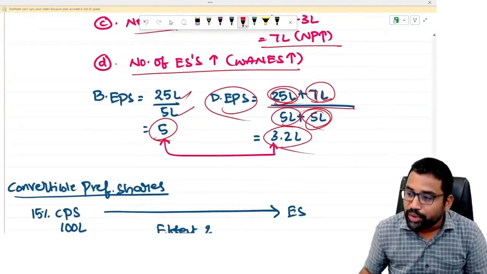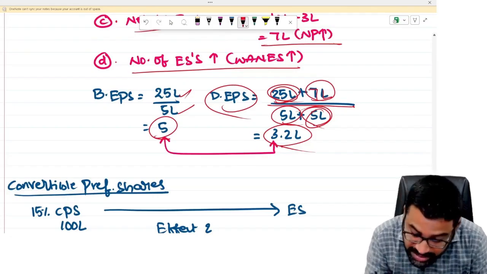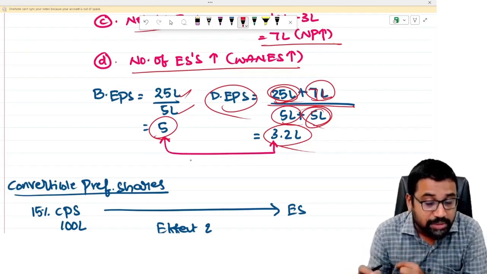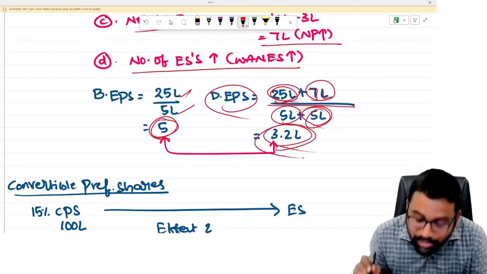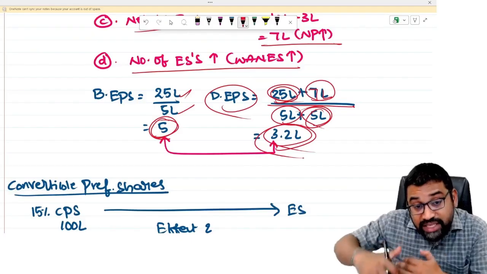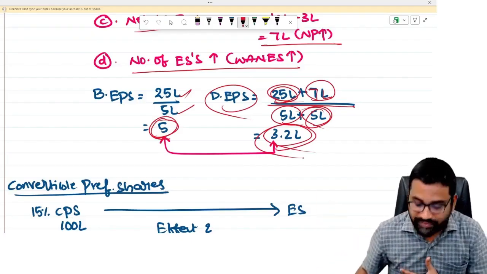So therefore 3.2 lakhs is the diluted EPS. That means this convertible debentures has a potential dilution effect, because basic EPS is 5, now it is 3.2. Suppose instead of decreasing, if it is increased, then ignore it, that is the anti-dilution effect.